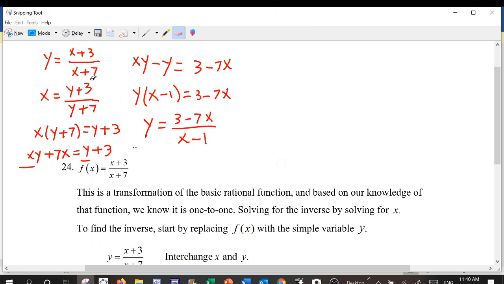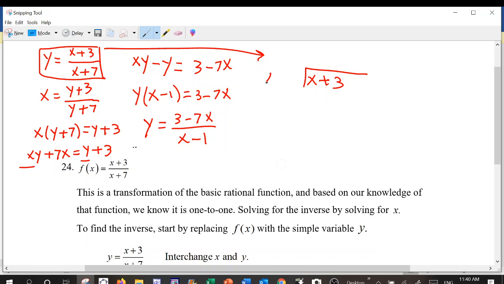Now, is this function one-to-one? Well, let's talk about that over there. We know if we divide x plus 3 by x plus 7, we get 1 and subtract. Change the sign, subtract. We talked about that before. So negative 7 plus 3 is negative 4.